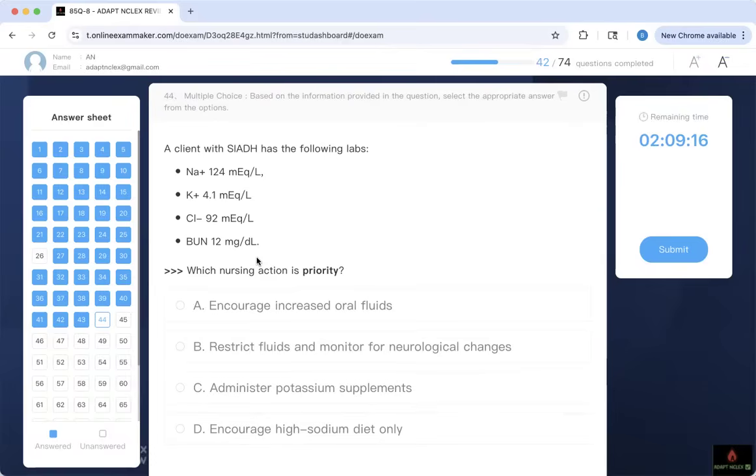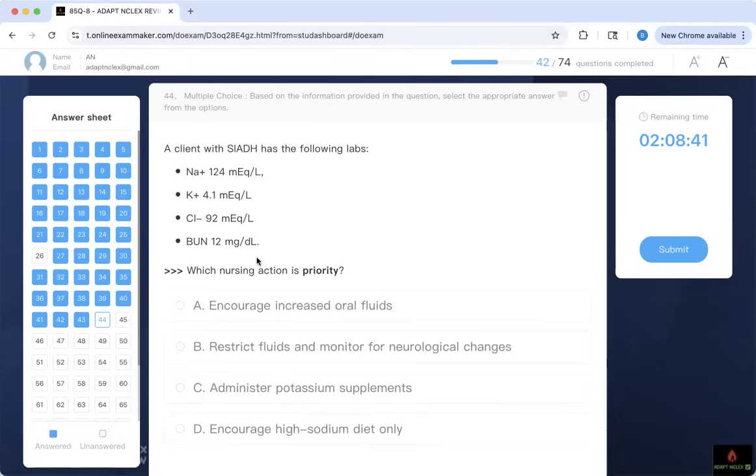A client with SIADH has the following labs: sodium 124. That's what you expect in SIADH. Potassium 4.1, chloride 92 and BUN 12. Which nursing action is a priority? Encourage increased oral intake, restrict fluid and monitor for neurological changes, administer potassium supplement, encourage high sodium diet only. You can see after you read it, this is a bunch of stuff put together to trap you.